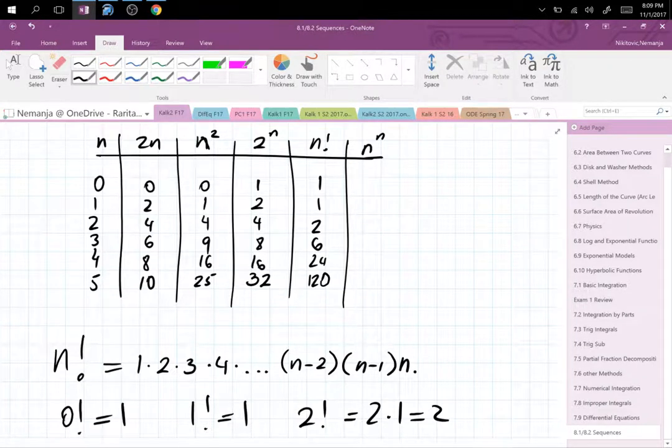0 to the 0 is? Yes, okay. And then 1 to the 1 is 1, and 2 squared is? And then 3 cubed is? And then 4 to the 4th? 256. And 5 to the 5th, 3,125. Look at that one. That one goes whee.